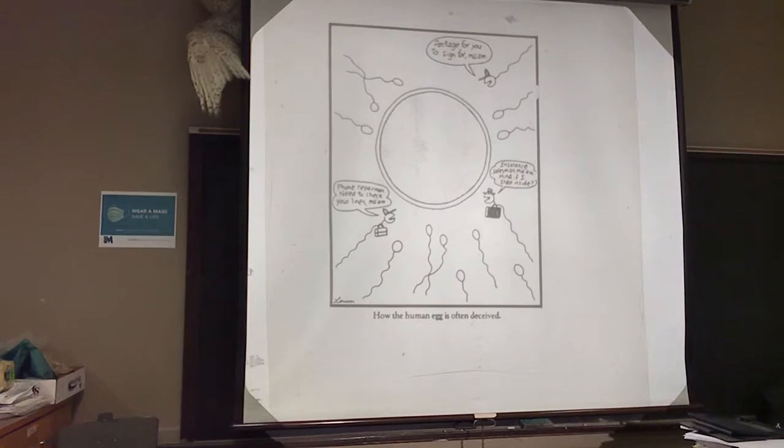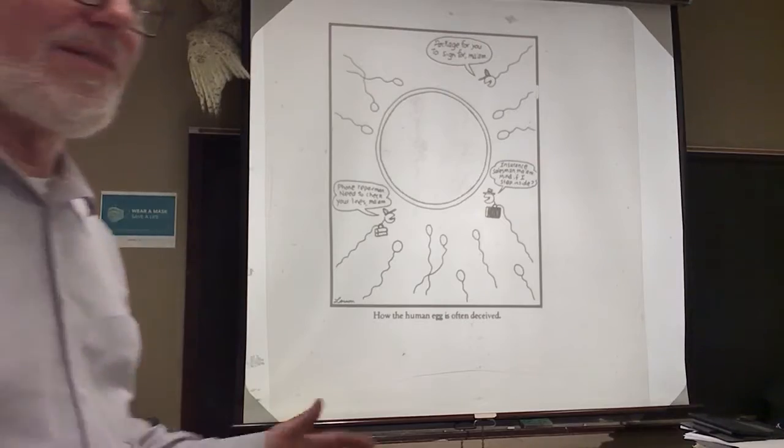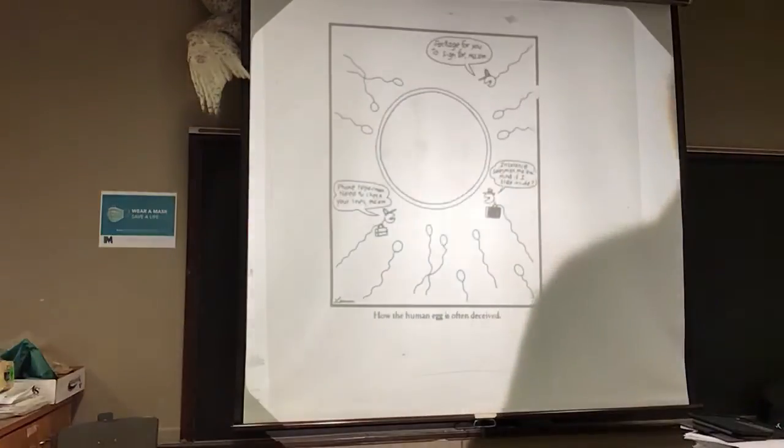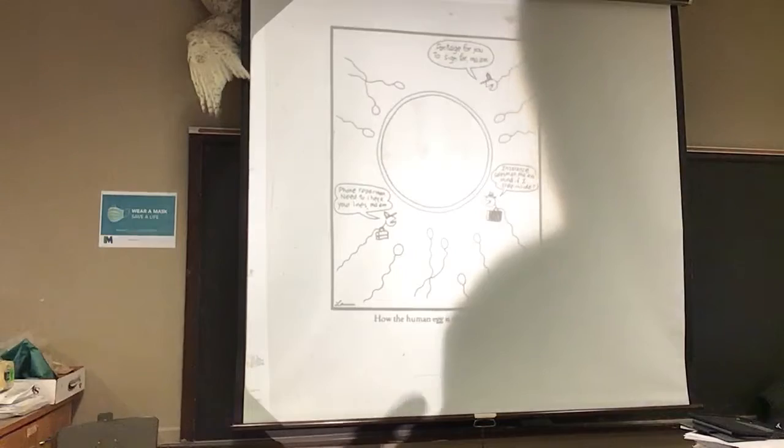How the human egg is often deceived. All sperm around the egg cell. One of them's going, phone repair man, need to check your lines, ma'am. Another one says, insurance salesman, ma'am, mind if I stop inside? Package for you to sign for, ma'am. He said, none of you are old enough to know about land shark. Look it up on YouTube.